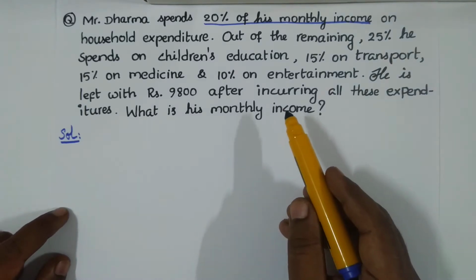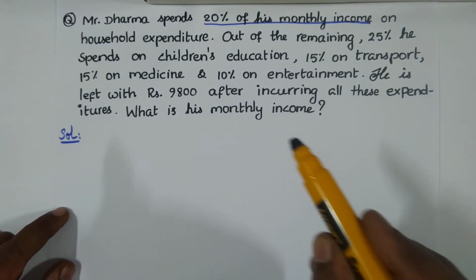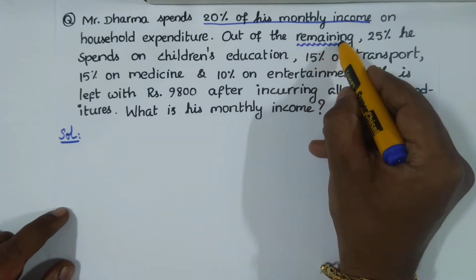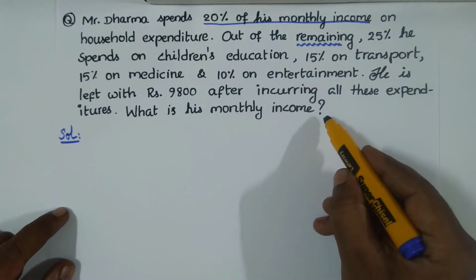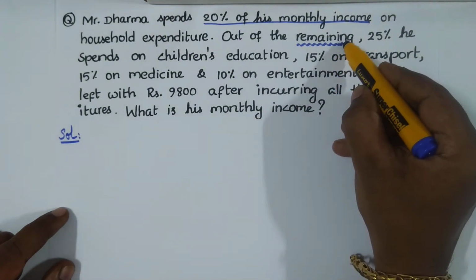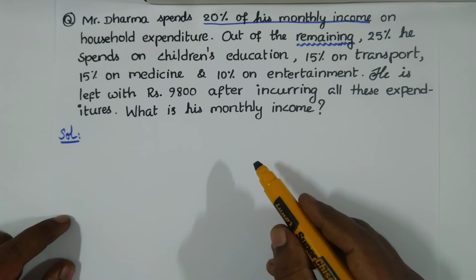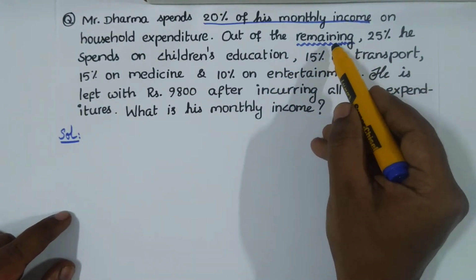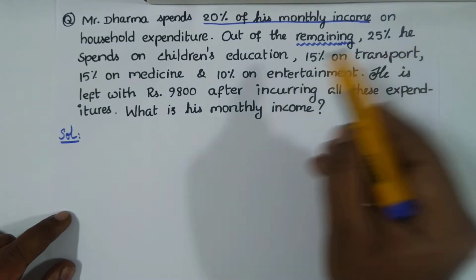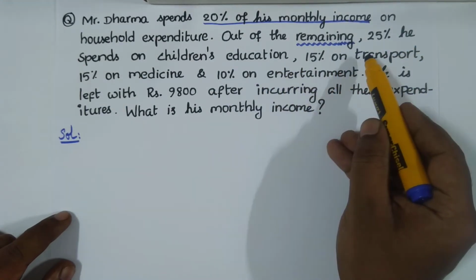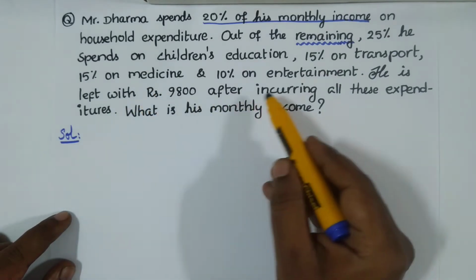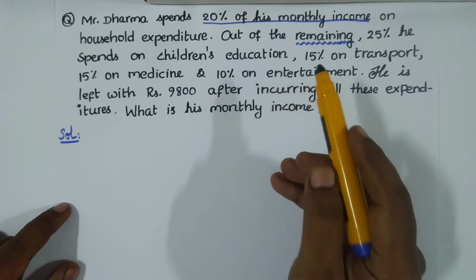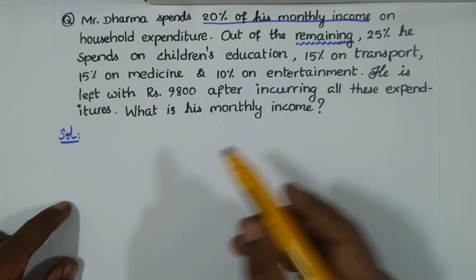Now 20% of his monthly income. Now out of the remaining, the word remaining is very important. If you skim through the question, we may miss these kinds of words. So please go through your question properly, don't skim through. Out of the remaining, 25% on education, 15 on transport, 15 on medicine, 10 on entertainment. So this data has to be seen with a keen eye.